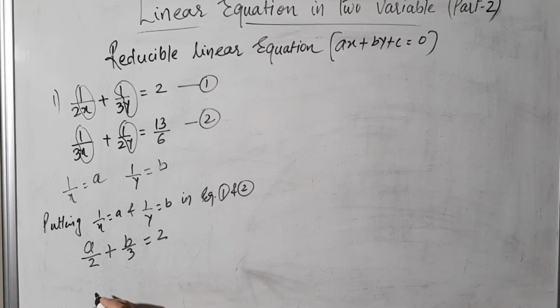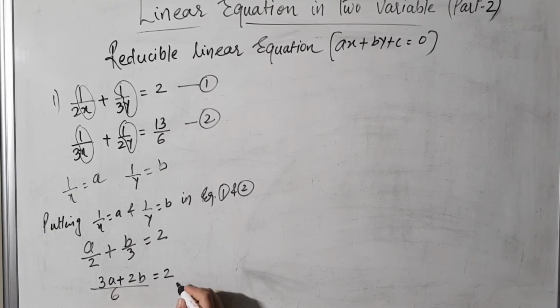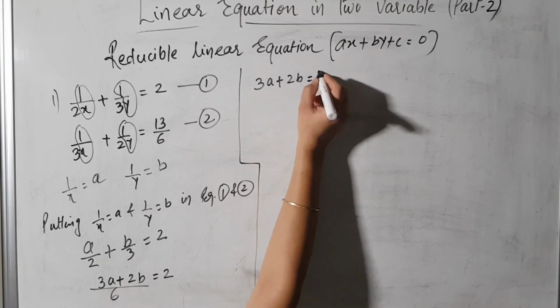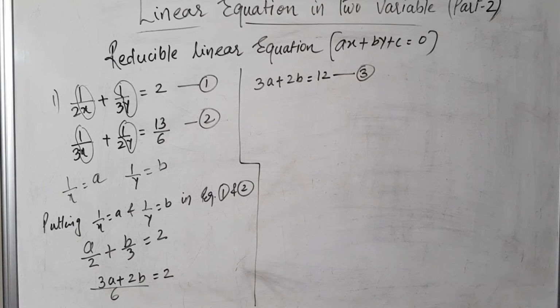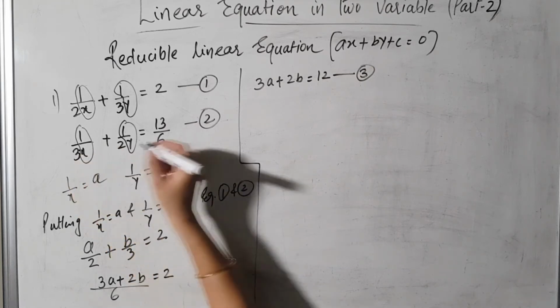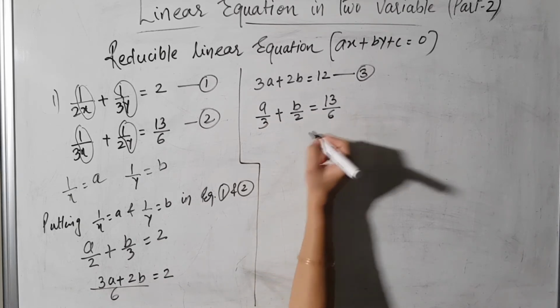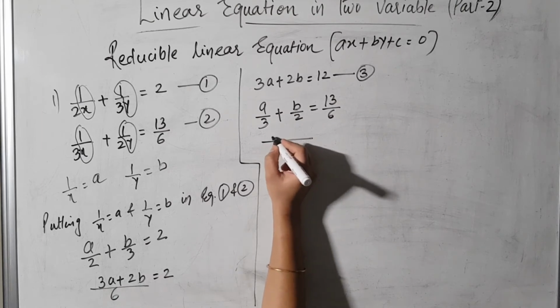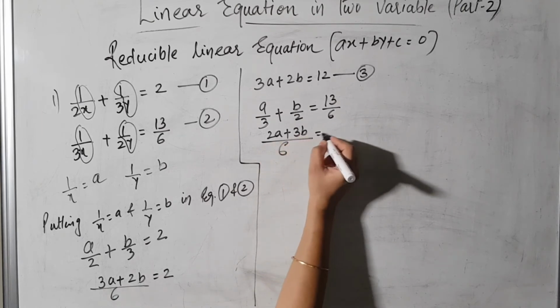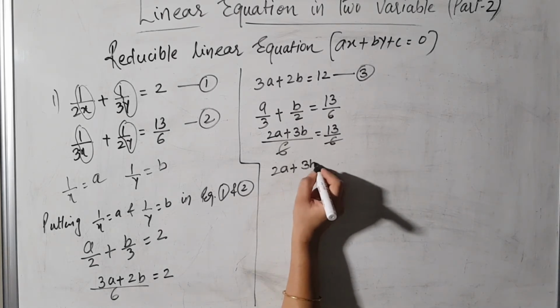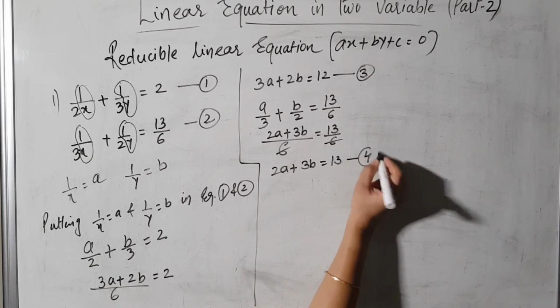If we solve this, what we'll get, the LCM of 3 and 2 is 6. Thus we'll get 3a plus 2b equals 2, so here we'll get the equation 3a plus 2b equals 12. This is the third equation. Now on solving this, we'll get a by 3 plus b by 2 equals 13 by 6. We'll take the LCM, 6. So here it will come 2a plus 3b equals 13 by 6. 6 and 6 will get cancelled. 2a plus 3b equals 13. This is equation number 4.